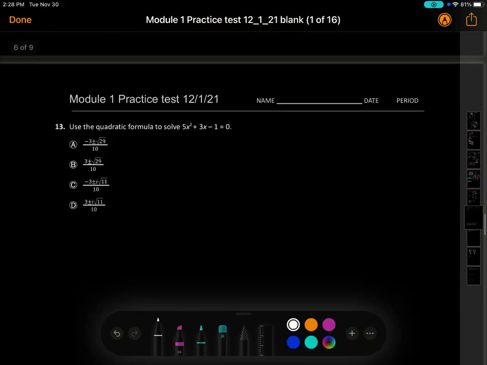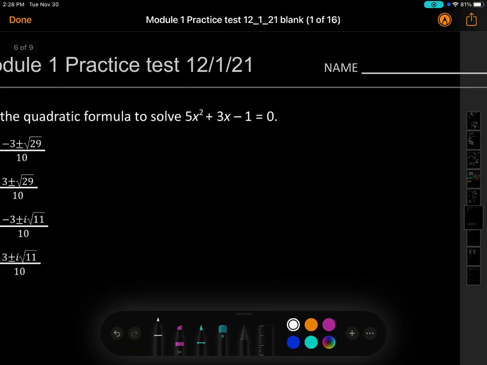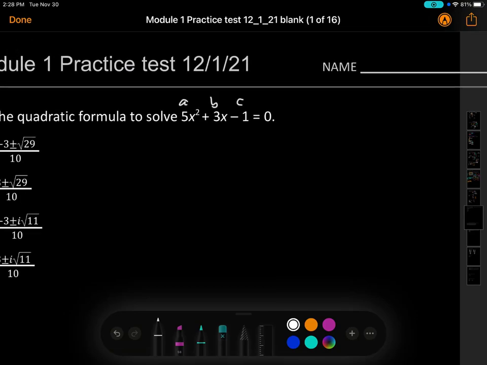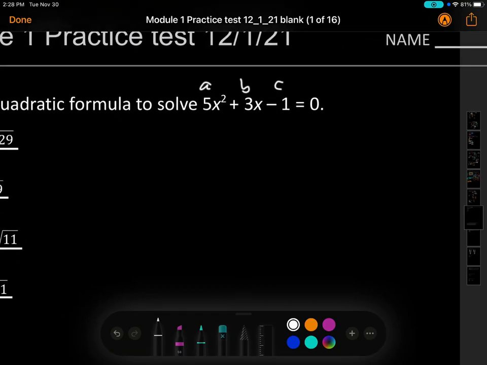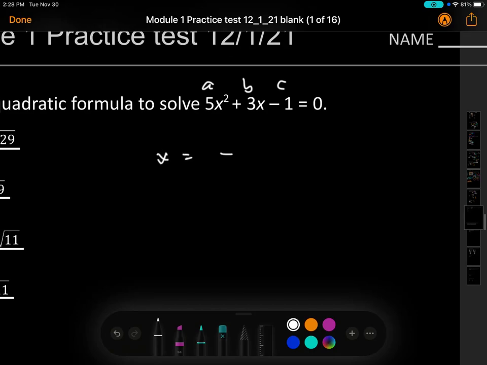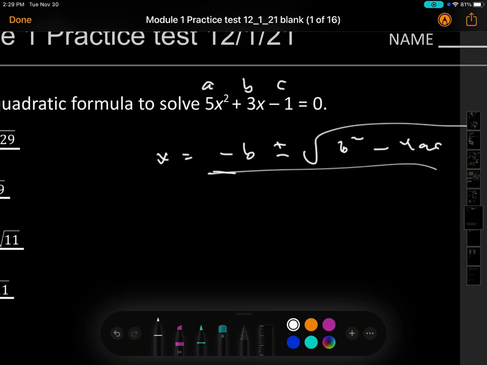All right, number 13. Use the quadratic formula. Set equal to 0, that's good. A, B, C. Sing the song, guys. X equals negative b plus or minus the square root of b squared minus 4ac all over 2a. Okay, a is 5.